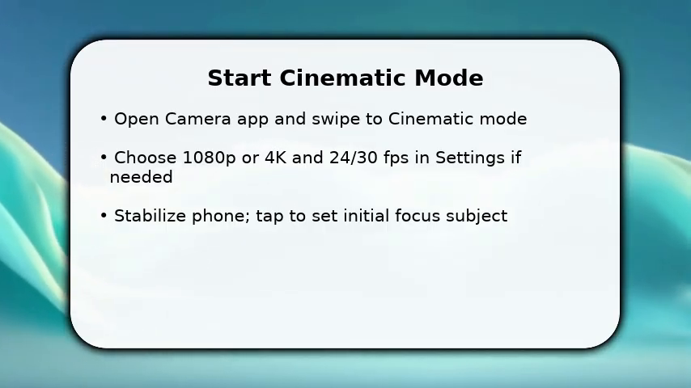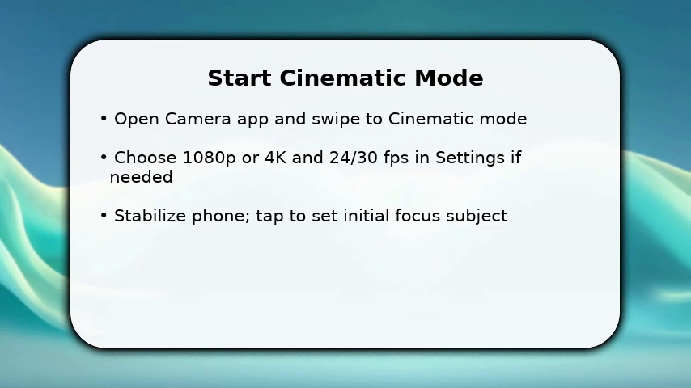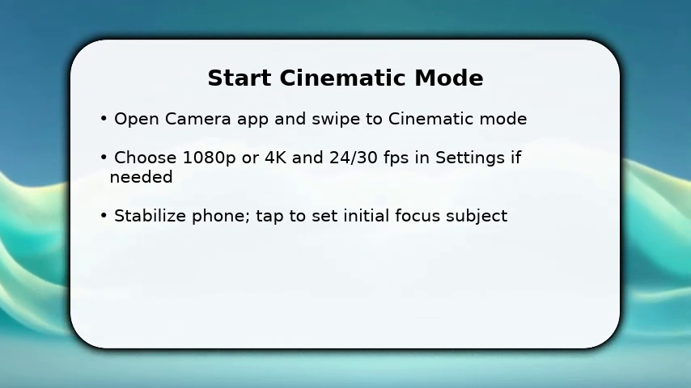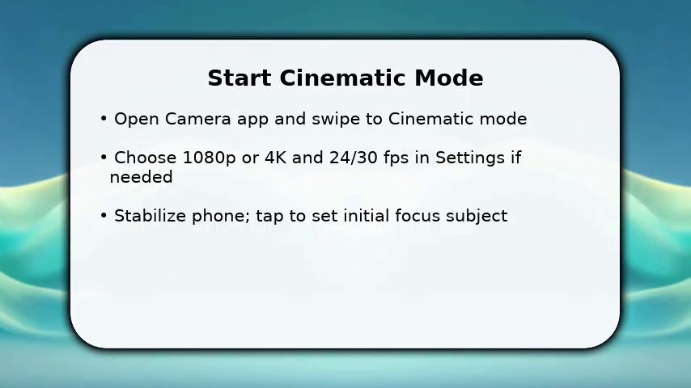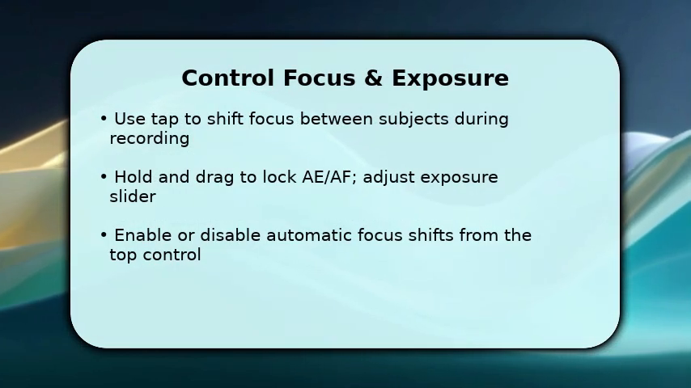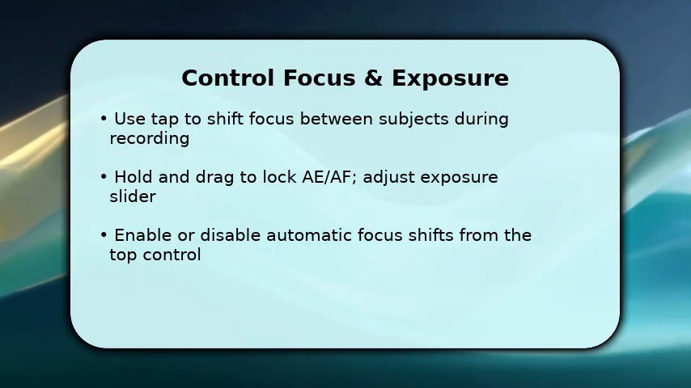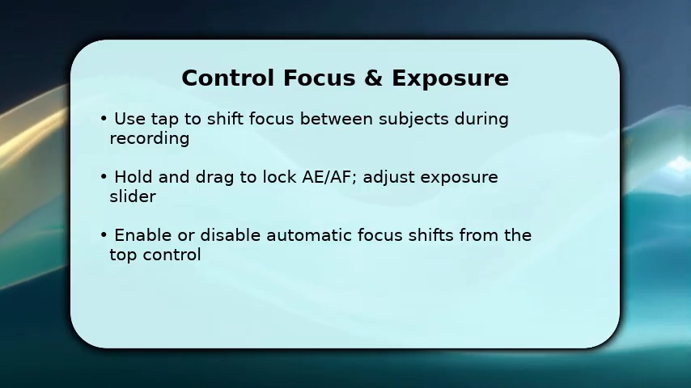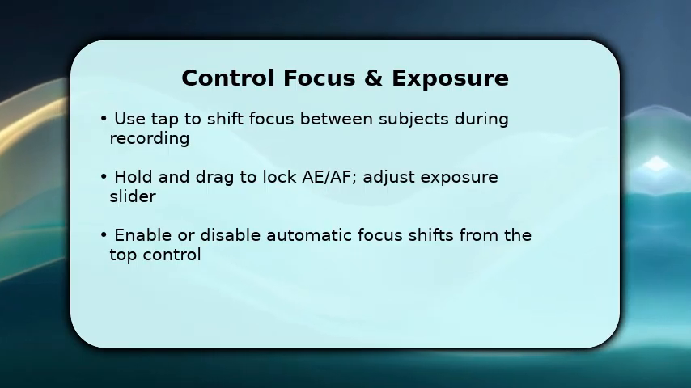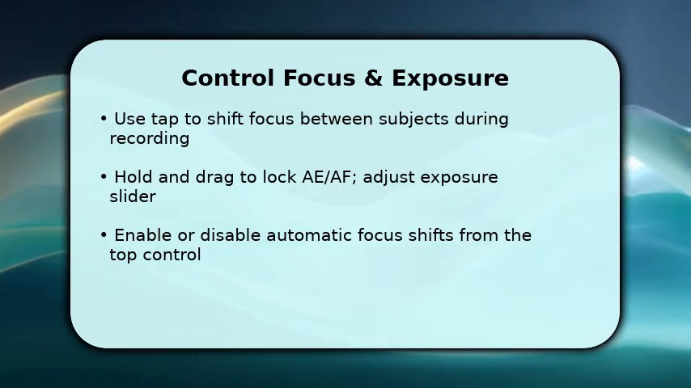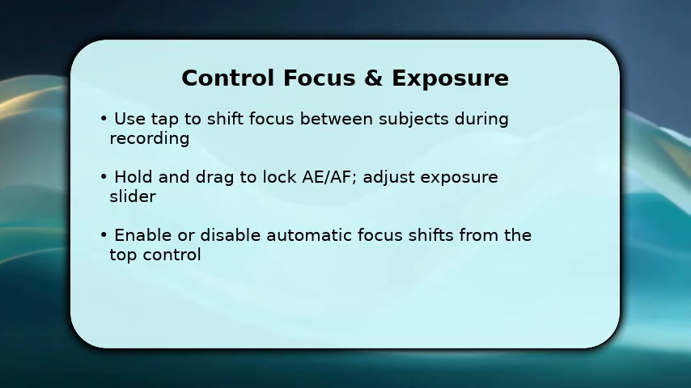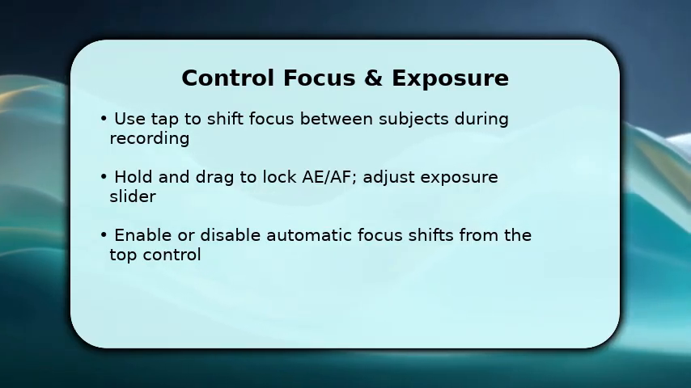Hold the phone steady or use a gimbal so depth tracking can map subjects cleanly during the first critical seconds. Now you control focus transitions dynamically while recording. Tap a new subject to shift focus immediately or press and hold to lock AE/AF before moving the camera. Once locked, drag the exposure slider up or down to balance highlights and shadows.